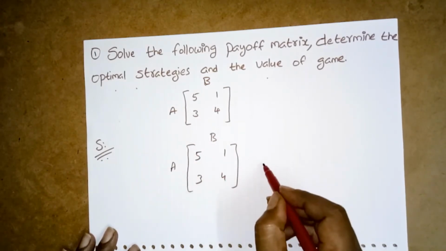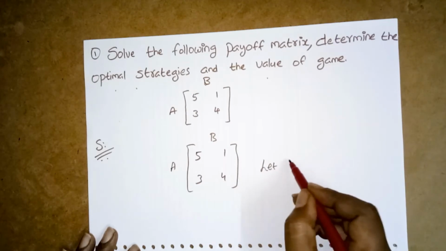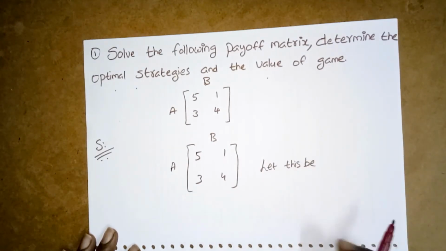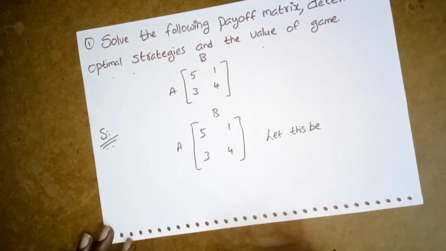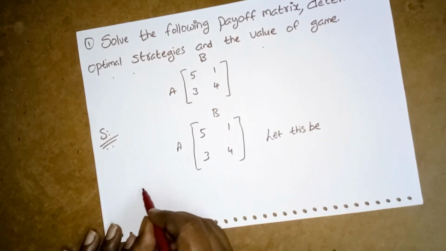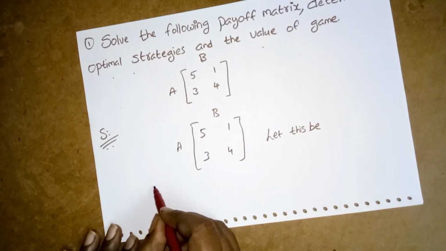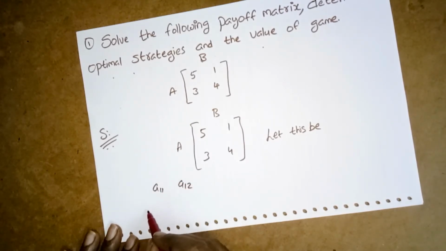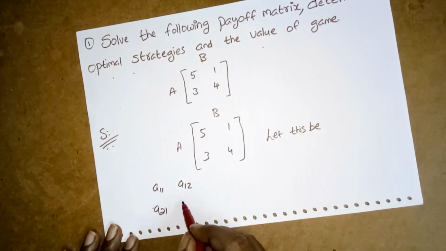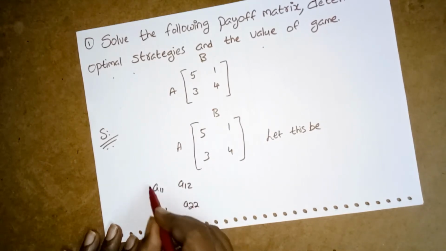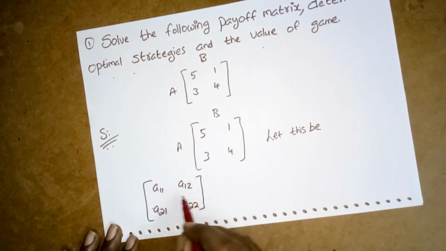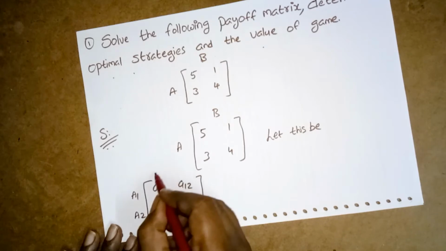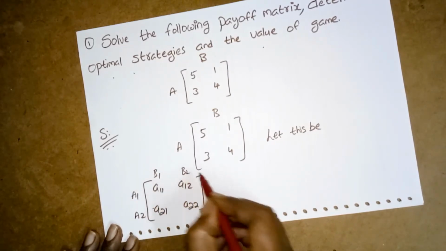Now we will show, let this matrix be B. Here we will write A11 and A12 and A21 and A22. So this is A1 and this is A2, B1 and B2.